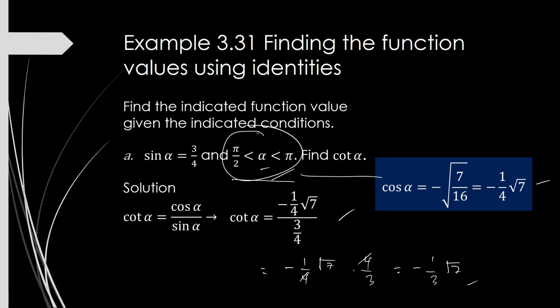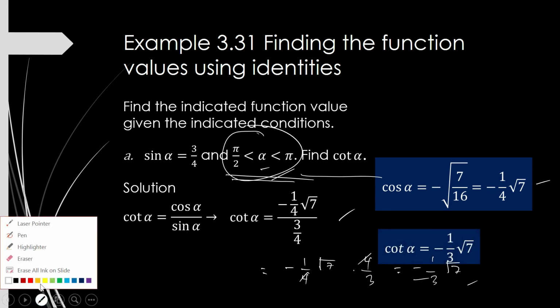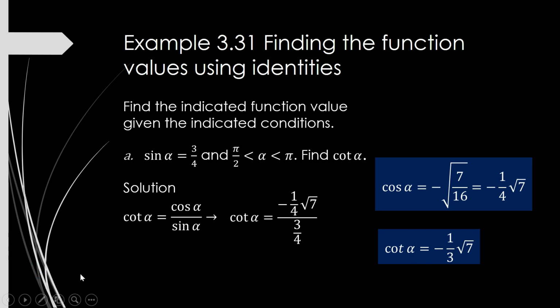And so the fact that this is negative agrees with this condition. In the second quadrant, cosine is negative, sine is positive, and so cosine divided by sine is going to be negative.